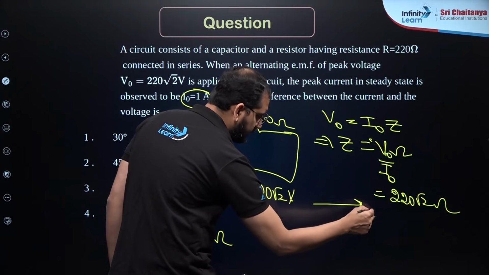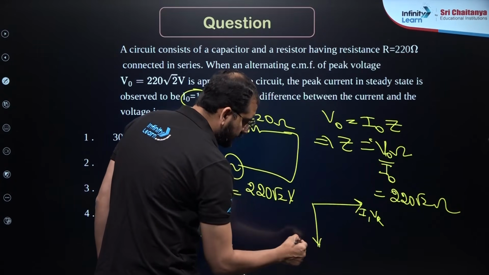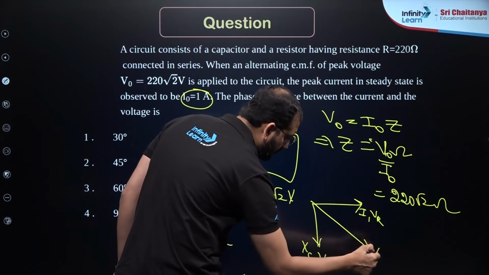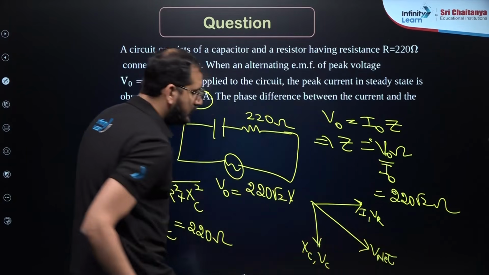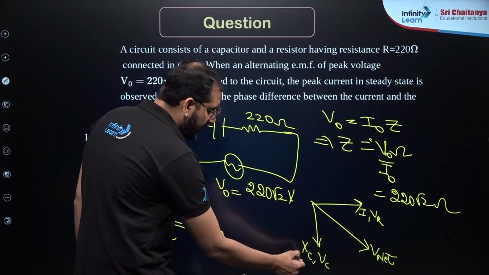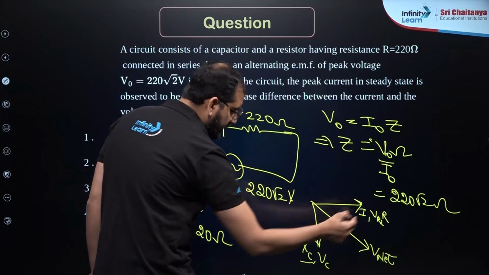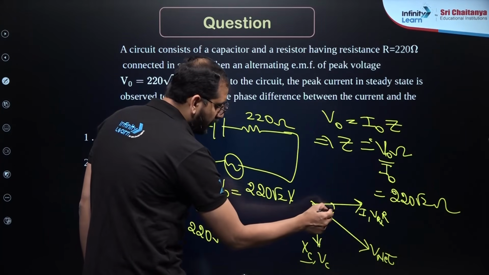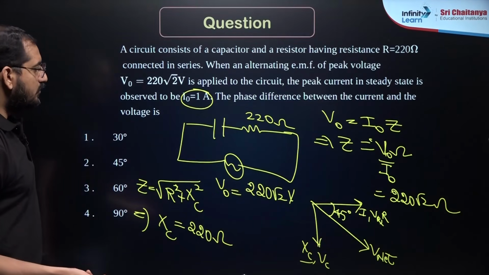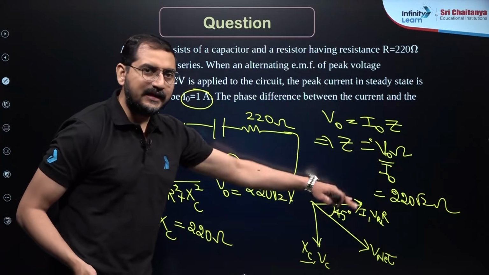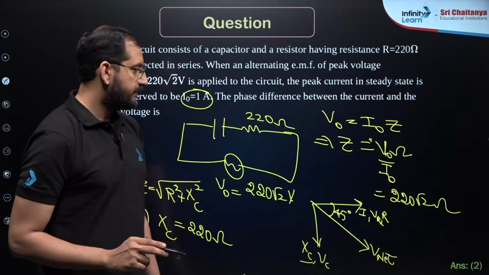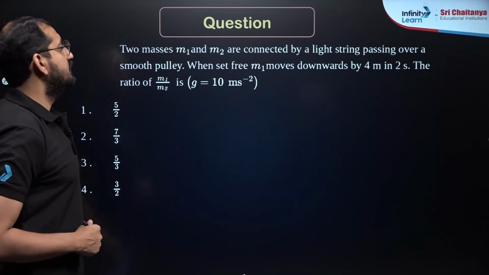This is I and this is VR. This is XC and VC. This is my net voltage due to the source. Both XC and R are equal. Hence this angle is 45 degree. And that's what we are trying to calculate. So here the current is leading by 45 degree. So your second option is going to be your answer. Let's move on to our next question.